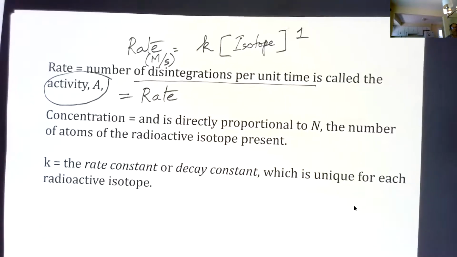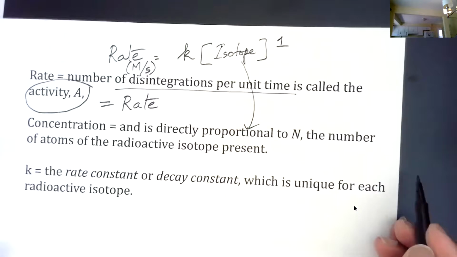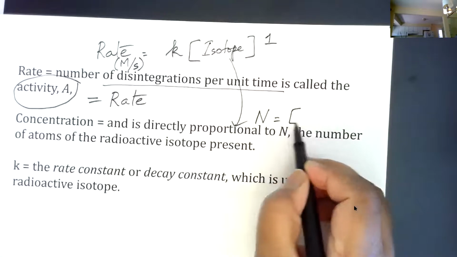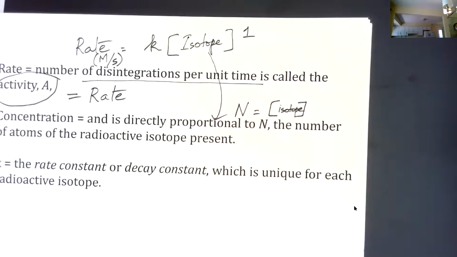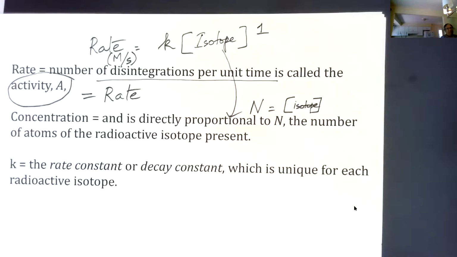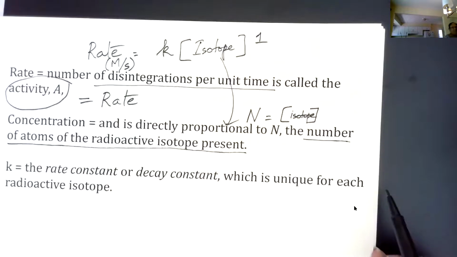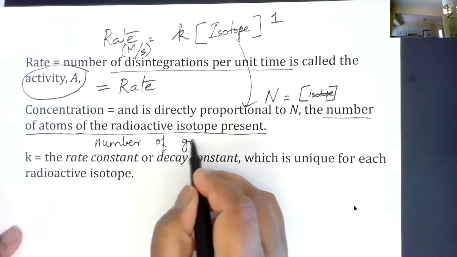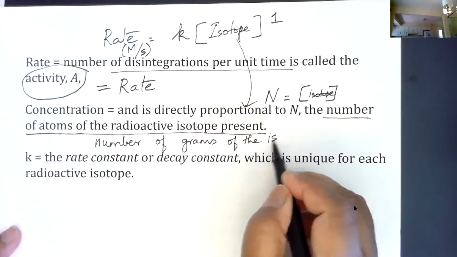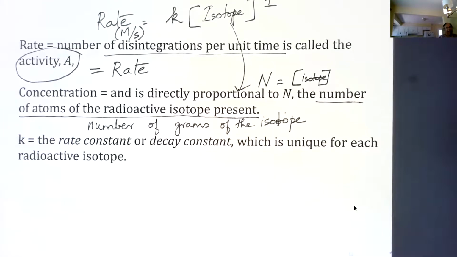You can use the same equations that we've used before. And the concentration of the isotope, because it's the nuclide, they refer to this as the concentration of the isotope. And it doesn't have to be molar because these are radioactive. So it's not referred to in terms of concentration usually. So N is referred to as the number of atoms of the radioactive isotope present. And this could also be the number of grams of the isotope, or number of atoms of the isotope. So you have to keep that in mind. That's the same as concentration numerically.